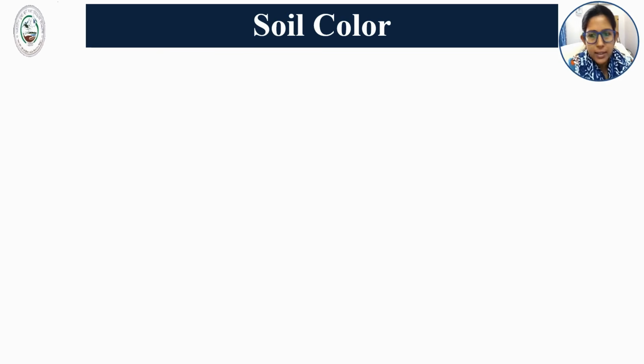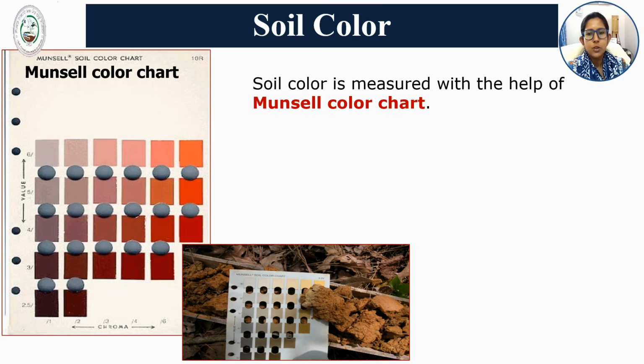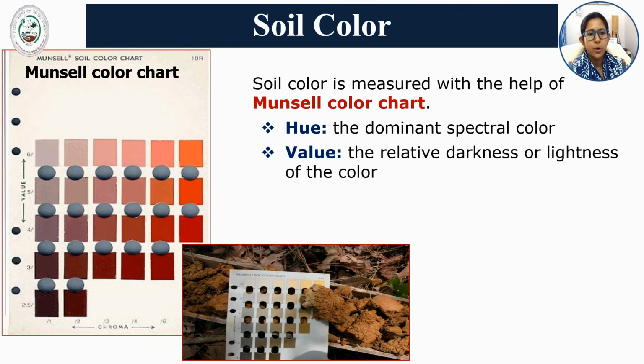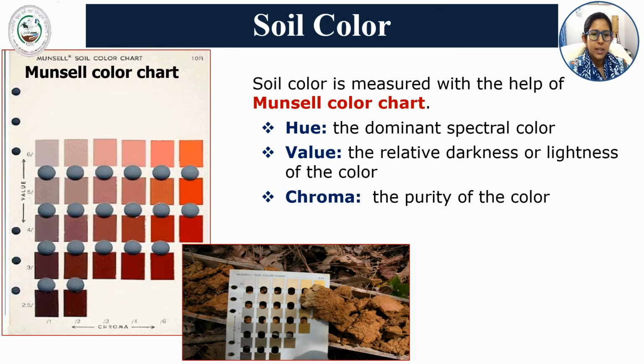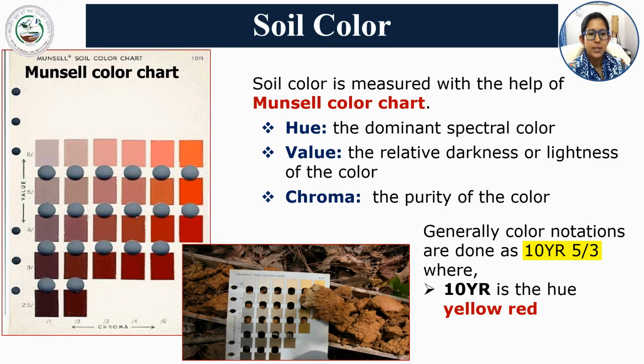For measuring soil color, we have the Munsell color chart. The soil color is described with respect to three parameters: hue, which refers to the dominant spectral color; value, which is the relative darkness or lightness of the color; and chroma, which refers to the purity of the color. Generally, color notations are written as 10YR 5/3, where 10YR is the hue, which is yellow-red. Y stands for yellow, R stands for red, while 5 is the value and 3 is the chroma of the color.